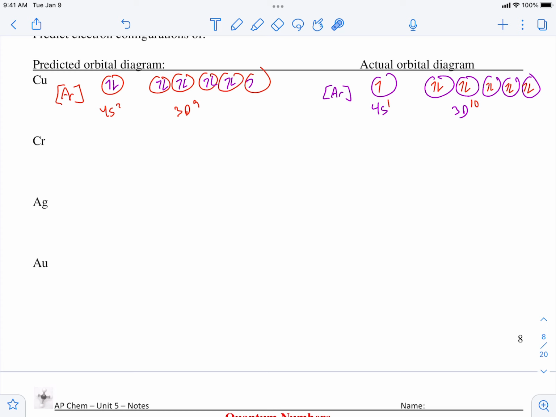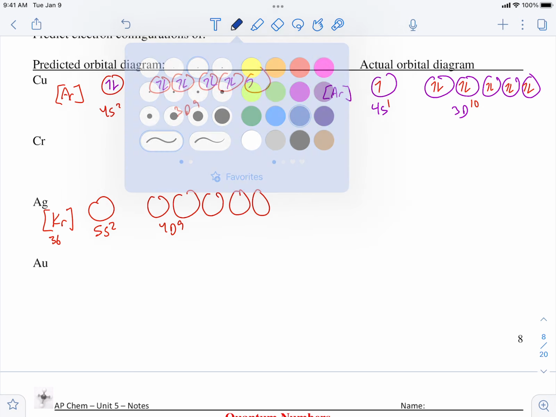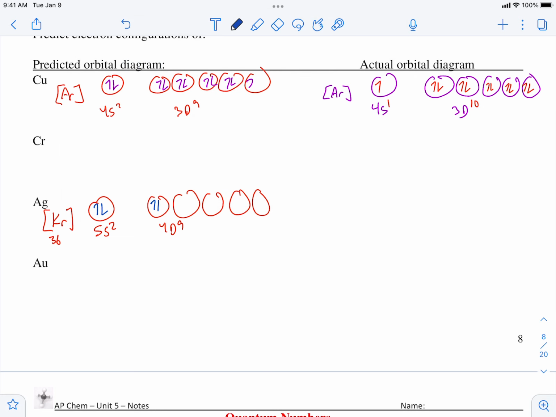So copper does this, but you know who else does this? Silver and gold. What do silver and gold have in common with copper? Same family. Same family. So silver, if we do the shorthand for silver, let's start with Kr. So after Kr, let's see, 1, 2, 3, 4, so 5. So 5s2, 4d9. We expect silver to behave like this.